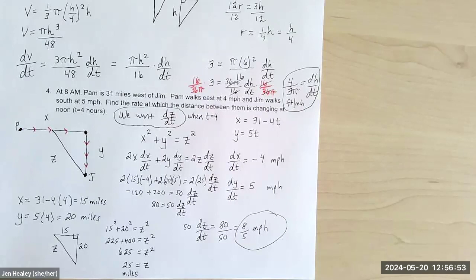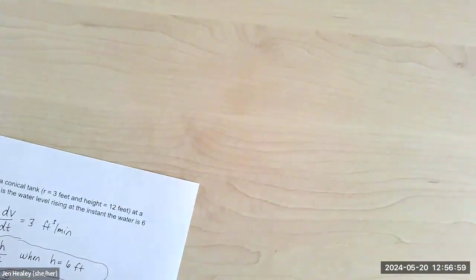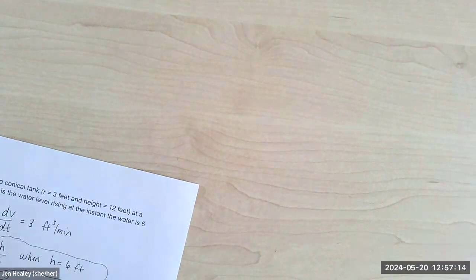Okay, and then where'd you get both of these from? So because Pam was 31 miles away at the start, but she's walking closer to that point, it's going to be 31 minus whatever the rate is times the number of hours. And so the 4 came from how fast she was walking and t came from the number of hours she was walking. Yeah. And then he was walking 5 miles per hour south. And so we do 5 times however many hours. That's where the 5t came from. Okay. That part's tricky.